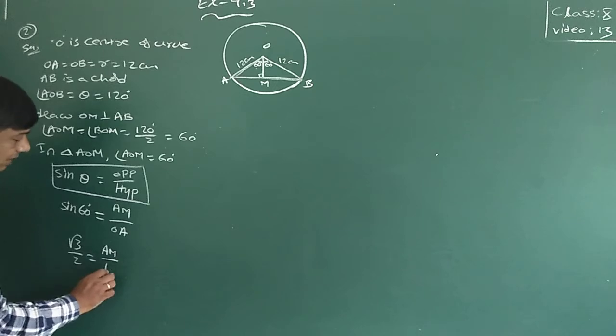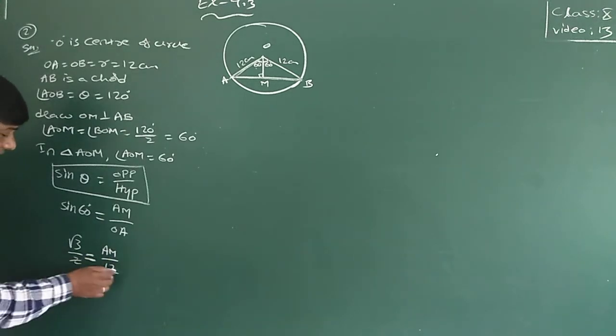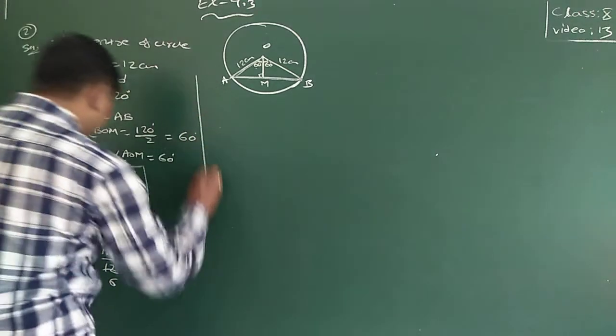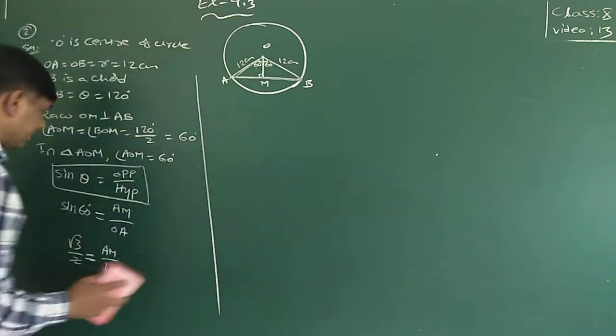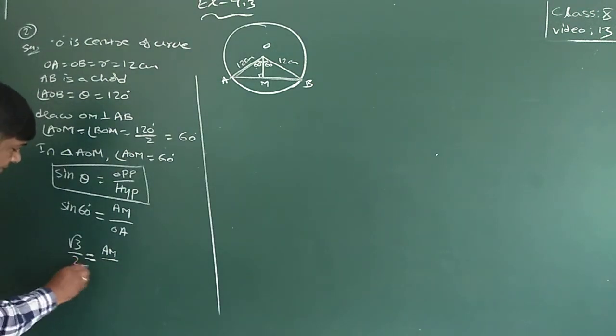OA value is 12. Now you can cancel this one because equal to is there. Ratios denominator you can cancel it. 2 ones are 2, 2 sixes are 12. Do you still have any doubts? Don't cancel it, again somebody may get confused.